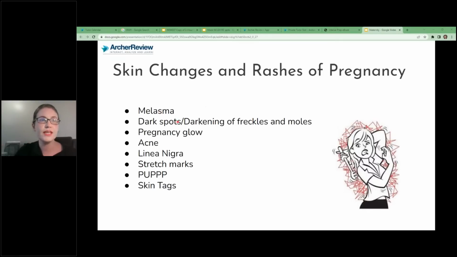And the number one thing you can do to prevent this, wear lots of sunscreen, because sun exposure makes this worse. Dark spots, darkening of freckles and moles, that's usually going to happen when you're pregnant. And very often you're going to end up with quite a few more moles and freckles than you had when you started the pregnancy. Skin changes are common.